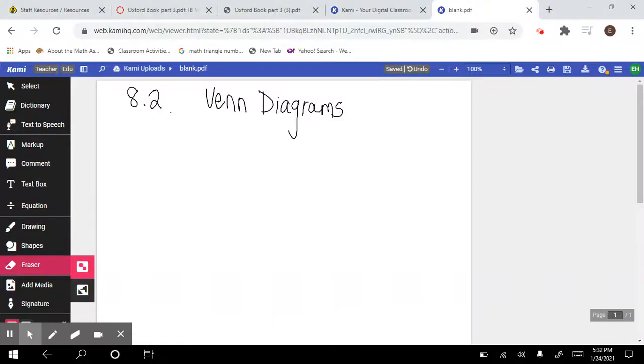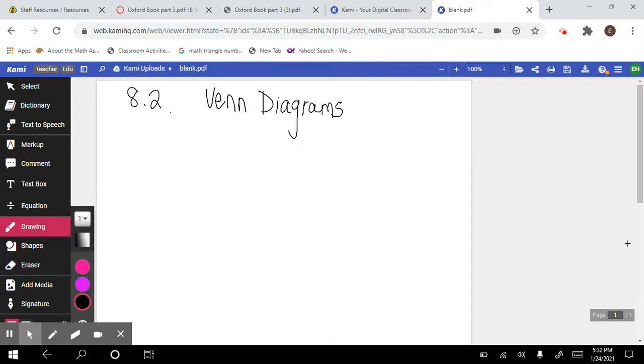In 8.2, we're going to go ahead and look at Venn diagrams to start off with. A Venn diagram basically shows you how to represent all of your sets. Usually there's two, but sometimes there could be three or more. But for the most part, we'll have two.